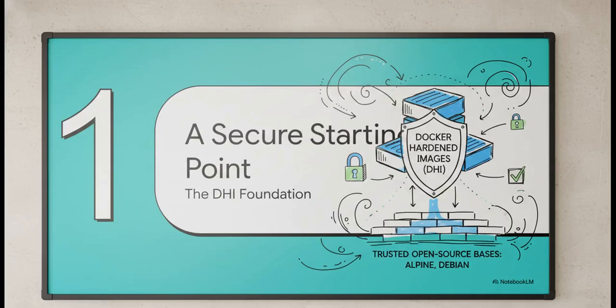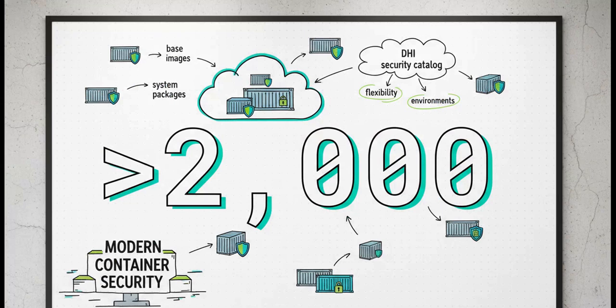And for years, that foundation has been Docker Hardened Images, or DHI. You know them, these are the secure, minimal, ready-for-production images built on trusted stuff like Alpine and Debian. They're designed to give you a really safe place to start. And the adoption has been massive. The DHI catalog has ballooned to over 2,000 hardened container images. It's pretty clear that teams want security, yeah? But they also want the freedom to use the environments they already know, the ones they already trust. This has been the bedrock of container security for a while now.